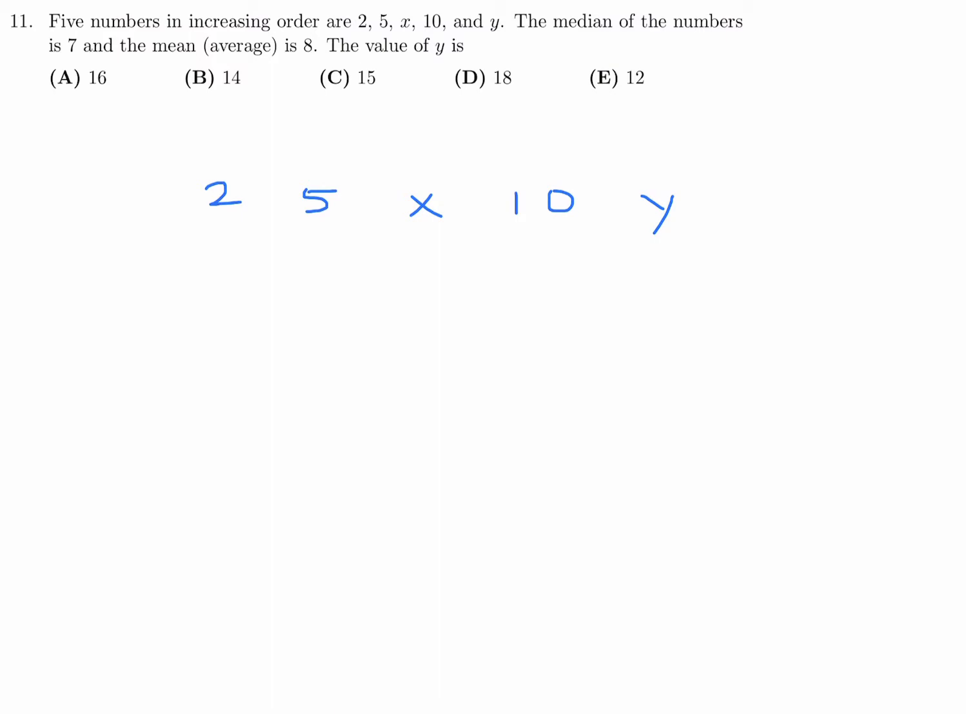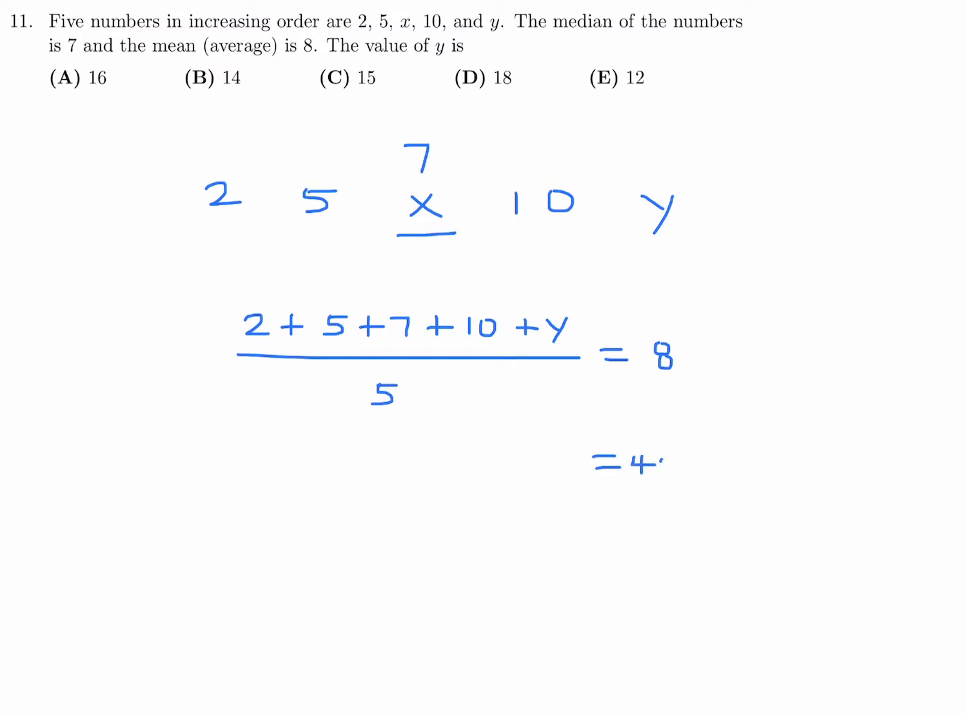Those are our numbers, and they immediately tell you that the median, which is the middle number, is 7. So all we need to do now is figure out y. The average of these numbers is equal to 8. So add the numbers, divide by how many numbers there are, which is 5, and you get 8. Cross multiply, you get 40. And if you add these numbers up, you will get 24, plus y. So therefore y is equal to 40 minus 24, which is 16. So number 11, the answer is A.